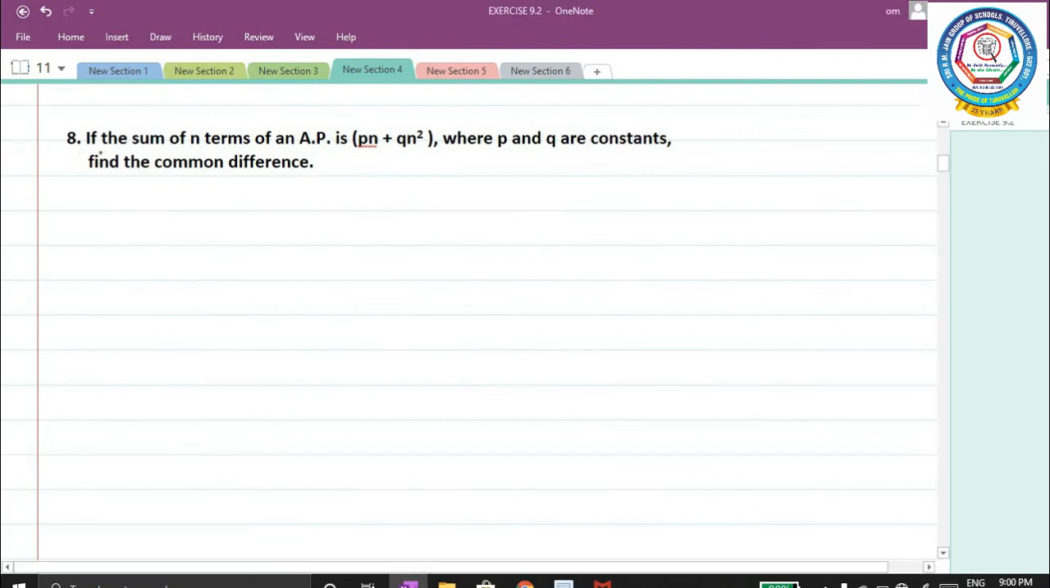Sum number 8. If the sum of n terms of an AP is Pn plus Qn square, where P and Q are constants, find the common difference. Here Sn is given, they ask for d. So first you have to write Sn equal to Pn plus Qn square. But they ask what is d, the common difference. If you want to find the common difference, d is equal to a_n minus a_(n minus 1). This is the formula. But here Sn is given. From this Sn, we have to find a_n.